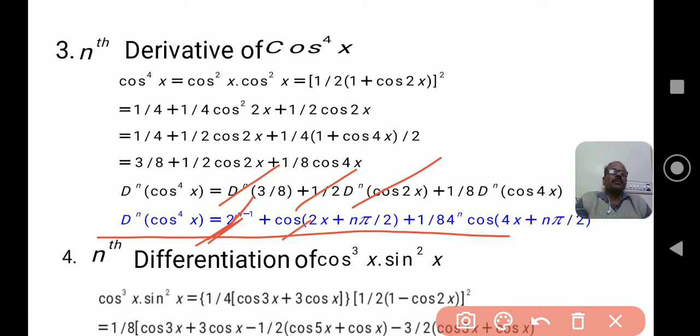Cos of bx, this is cos of bx plus n pi by 2. We are writing n pi by 2, meaning n into pi by 2. Similarly 1 by 8 into cos 4x. What is the formula for this? It is 4 to the power of n, because a to the power of n is 4 to the power of n. The next value is cos of 4x plus n pi by 2, that is bx plus n pi by 2.